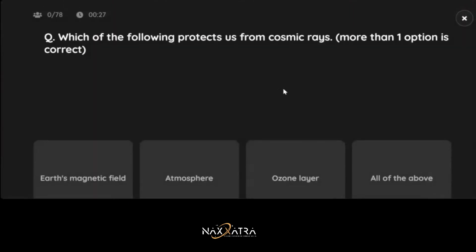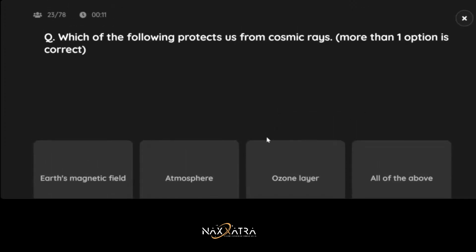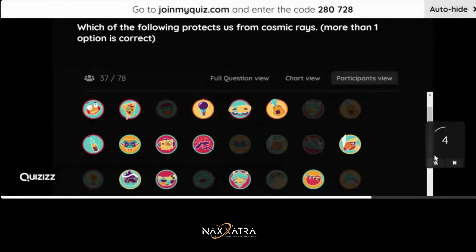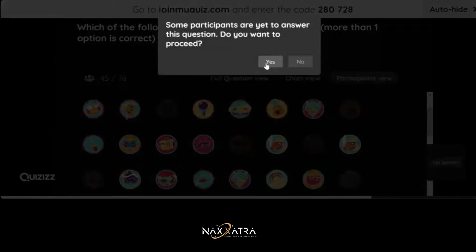So which of the following protect us from cosmic rays? More than one option is correct. So we have 20 seconds remaining. The options: Earth's magnetic field or atmosphere, ozone layer, all of the above. So which is the correct answer? So 5, 4, 3, 2, and I'm ending the responses in 1 second.